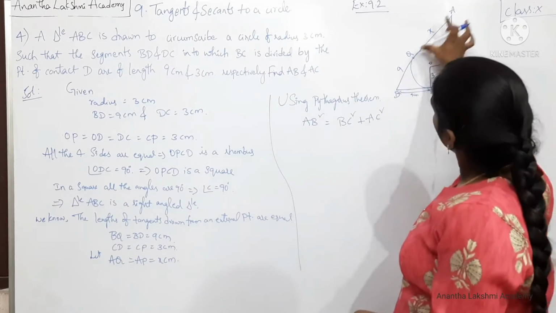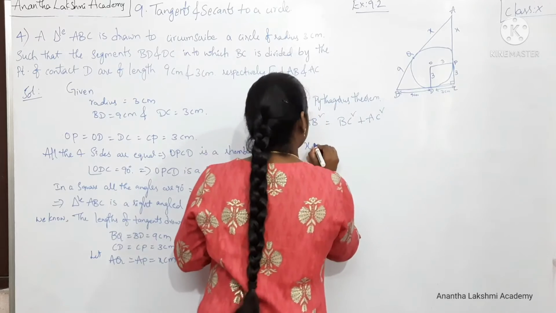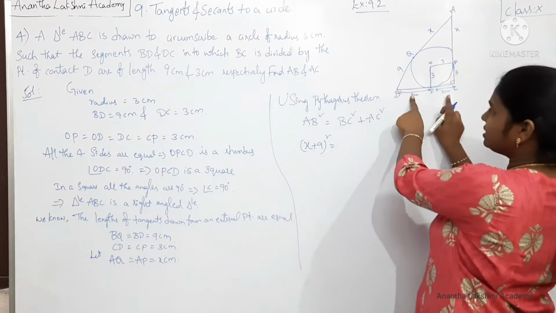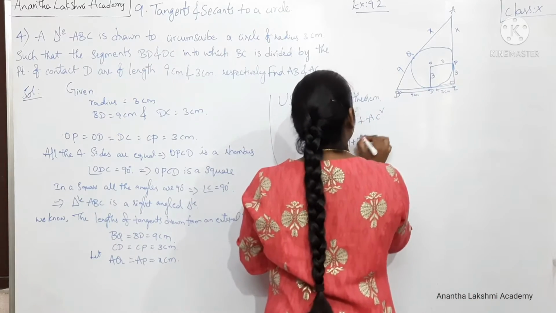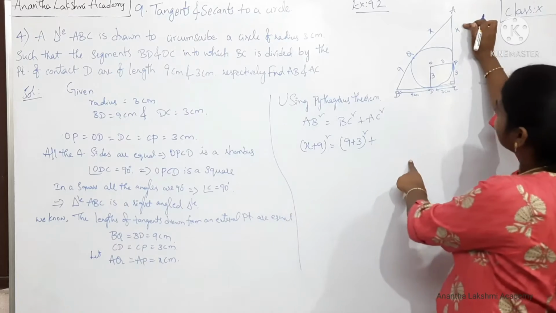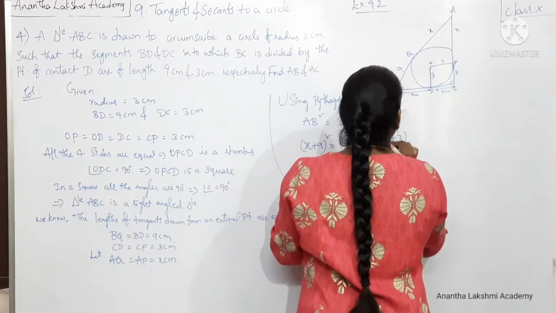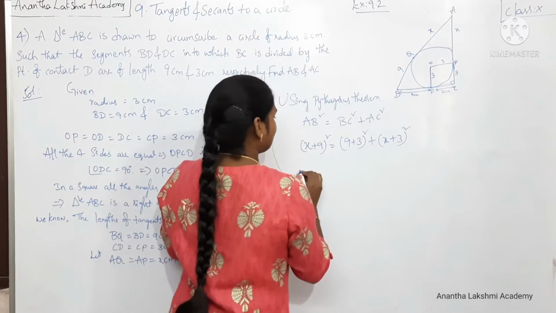AB is BQ plus AQ, which is 9 plus X, or X plus 9 whole square, is equal to BC, which is 9 centimeters plus 3 centimeters, 9 plus 3 whole square, plus AC is X centimeters and 3 centimeters, which is X plus 3 whole square. Alright, so let us simplify this.